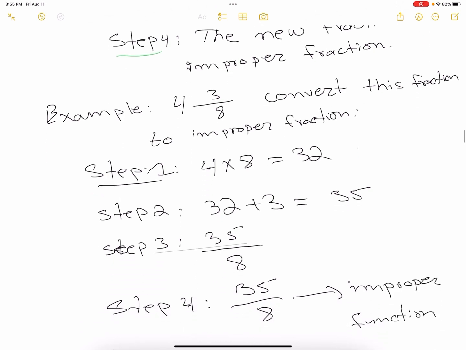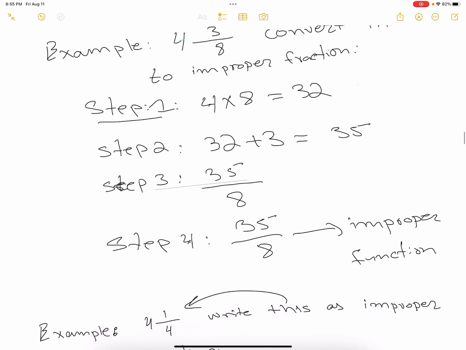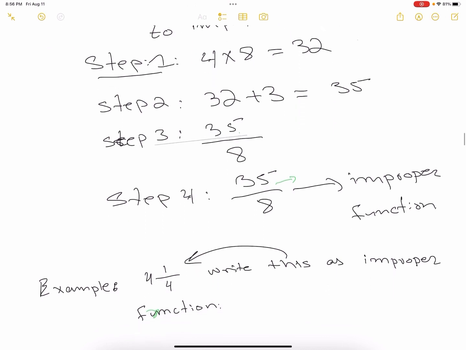We have an example here. 4 is a whole number, 3 over 8. Convert this to improper fraction. How do we do it? We multiply 4 times 8, 32, whole number by denominator, 32. And then add that 32 to the numerator, which will be 35. And step 3 is we write 35 over 8. And it's giving me an improper fraction because the numerator is bigger than denominator. That's how we convert it.